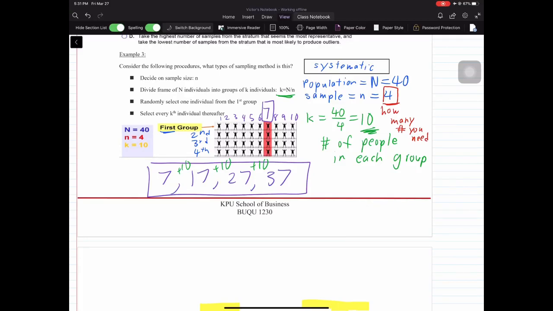From that starting point, we have a fixed periodic interval, and that fixed periodic interval is the k. And k is 10. So the first person is person number 7. For the next person, we add 10, so the next person is person number 17. The third person, we add 10 more, so we have person 27. And the last person is person 37. So these are the 4 people that we're selecting as our sample.